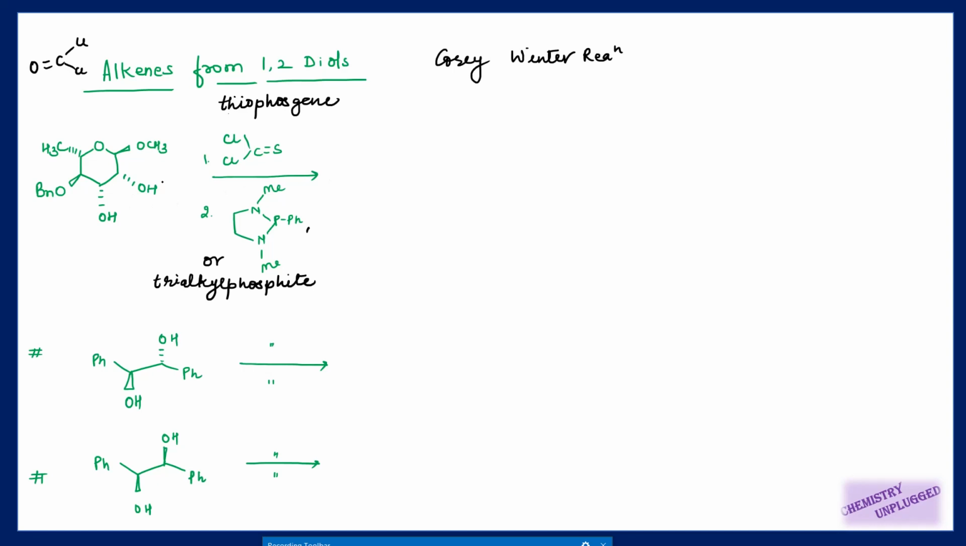So what will be the reaction mechanism? First this thiophosgene will react with this 1,2-diol. How will it react? These two H will react with these two Cl to form HCl, and this part will attach here, right? This is the intermediate you will get. Then because of temperature and this trialkyl phosphite or diazaphospholidine, this part will show breaking of bonding like this. This bond will shift here, this will shift here, and you will get a double bond at this position.